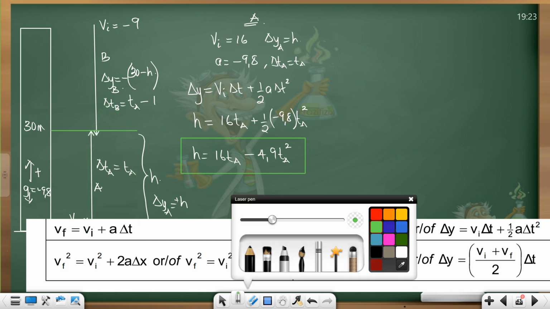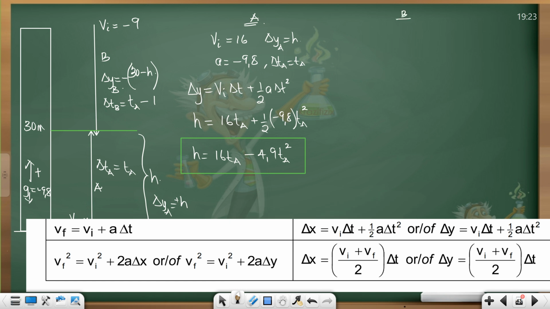Guys, what do you know about B? Talk to me. Give me information. What's your initial velocity? Negative 9. What is your delta Y of B? Negative 30. Are you there? Can we simplify this? Does that make sense? I've multiplied in already.